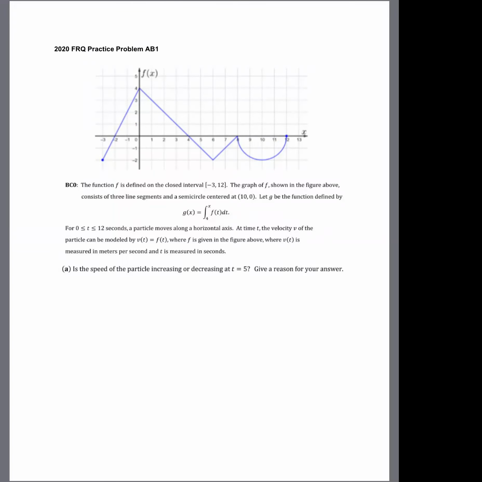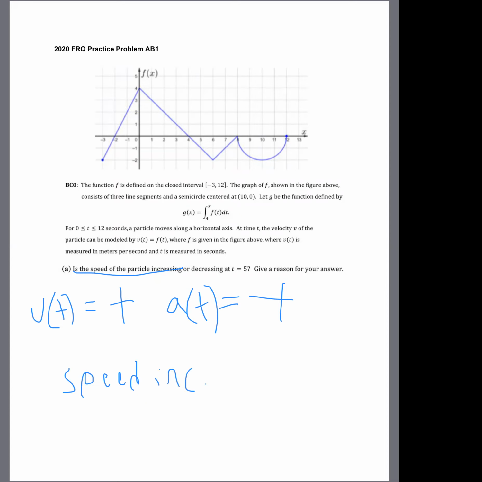So the other way to do this problem, speed can be determined based on the velocity and the acceleration. So a rule is that if v of t and a of t have the same sign, speed is increasing. And it doesn't have to be 2 pluses. It can be 2 minuses. Speed will be increasing. But if they have opposite signs, then speed would be decreasing. And that's another way to check.